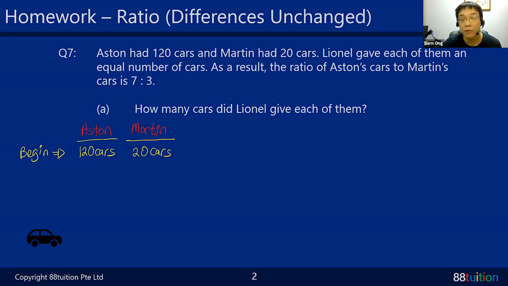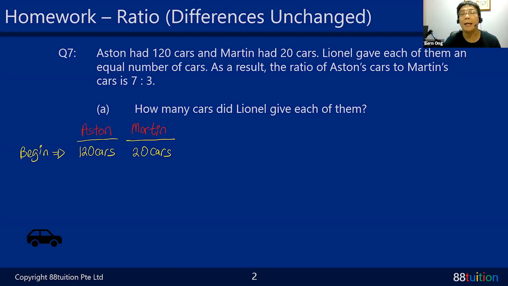So the previous lesson, we did something called total unchanged, single unchanged, and difference unchanged. All right, today, everything changed. Exciting, right? So down here, Ashton got 120 cars, Martin got 20 cars. Usually the first thing I do is to reduce the step. I will reduce it to the simplest form.